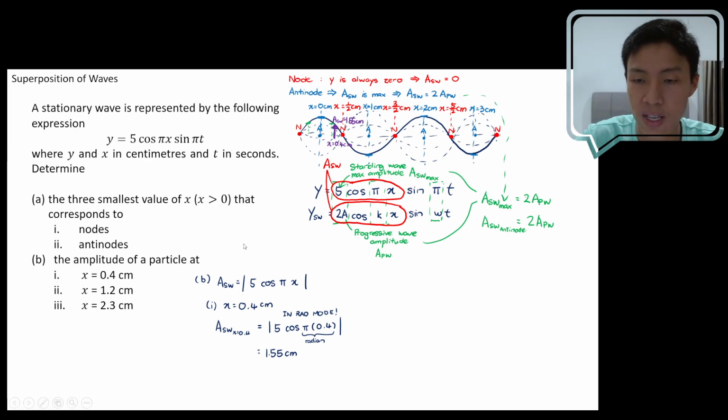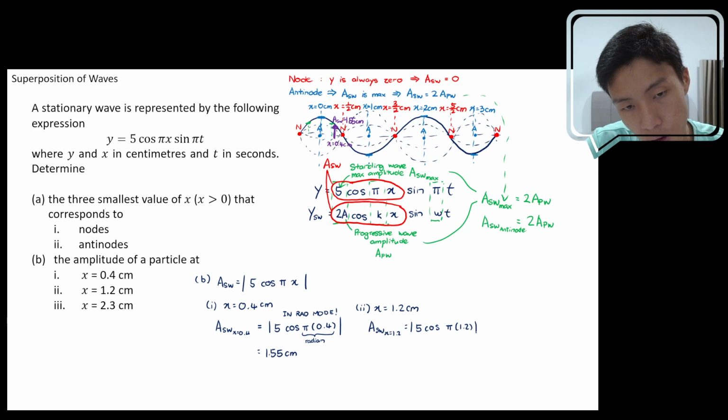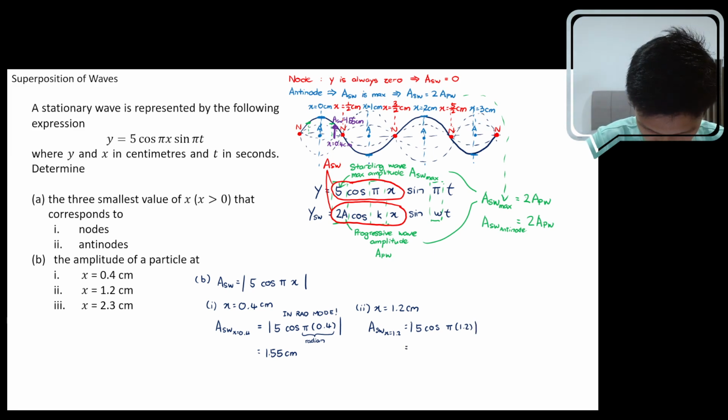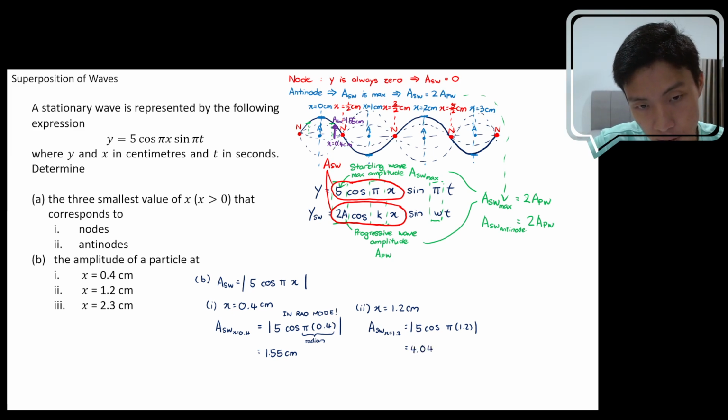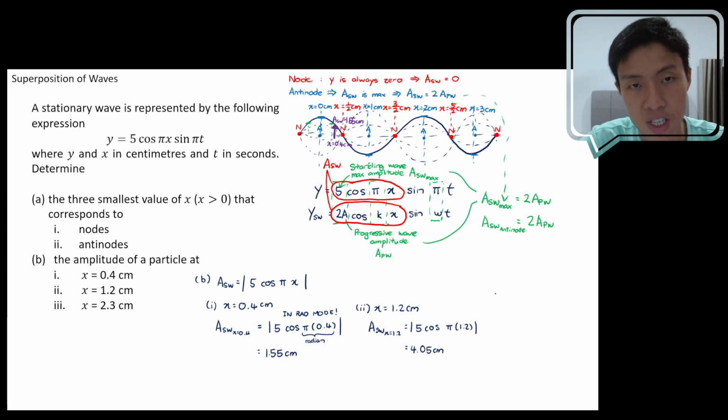Okay, next question, they ask for x equals 1.2 cm. Your amplitude of the standing wave when x equals 1.2 is, again, you substitute x with 1.2. If you perform your calculation, I believe you get 4.045 cm, or 4.05 cm. A much larger amplitude.